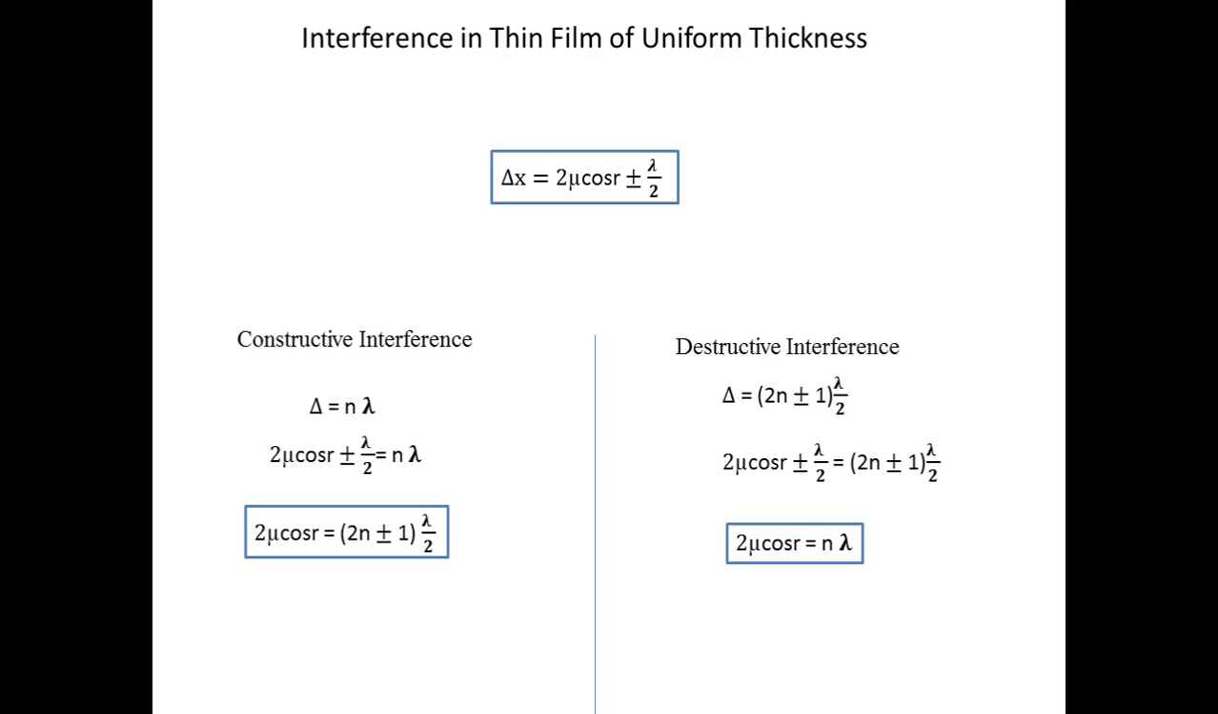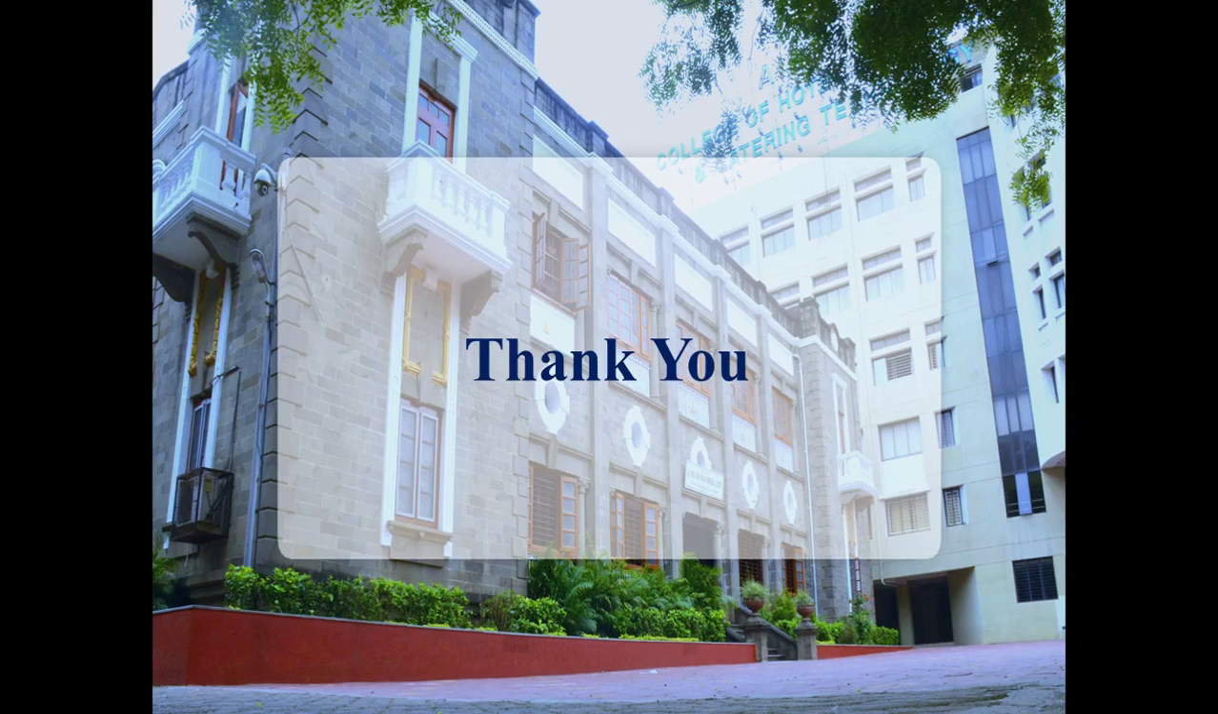Similarly, for destructive interference, we have the condition delta x equal to (2n plus or minus 1) lambda by 2, and if we substitute the same value, we will get 2 mu t cos r equal to n lambda. So these are the conditions for constructive and destructive interference in a thin film of uniform thickness. Thank you.